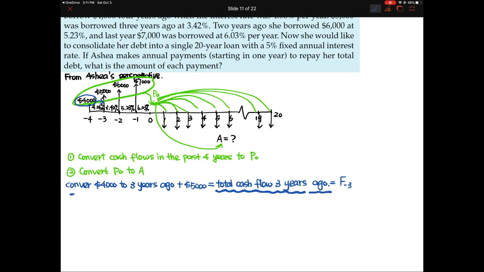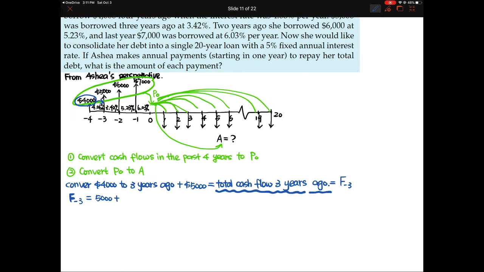So that value should be the 5,000 already at the 3 years ago plus the value converted from the 4,000. Okay, so the value converted from the 4,000 is you have 4,000, which is an earlier time. You want to convert that to a future year, just next year. So it's to find F given P.